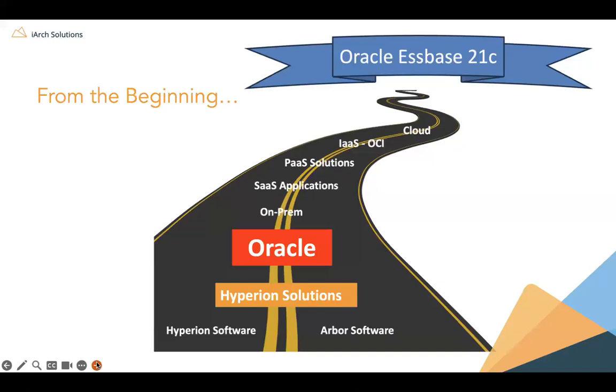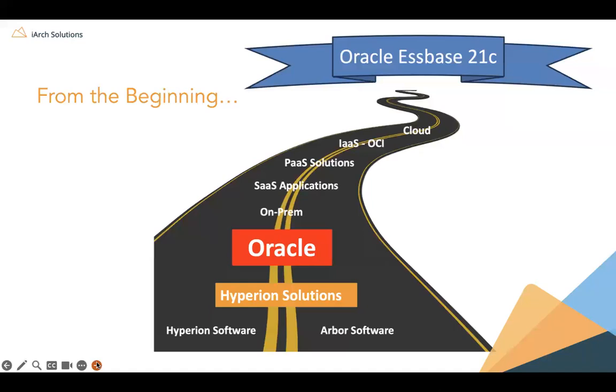I'm sure there might be some people on the call that are familiar with this long winding road. So how did we get to Essbase 21C? For that answer, I think a quick history lesson is in order. Back in the late 80s and into the 90s, there were two organizations, Hyperion and Arbor. Hyperion was best in class for consolidations, planning, and financial reporting apps, and Arbor was best in class for OLAP solutions and had the industry leading OLAP engine in Essbase.